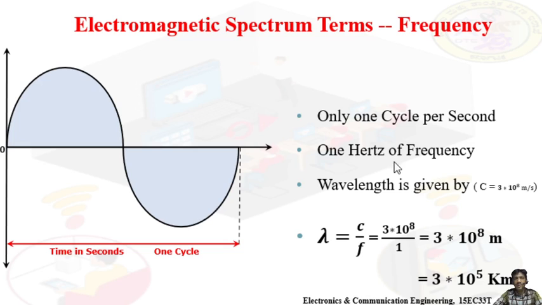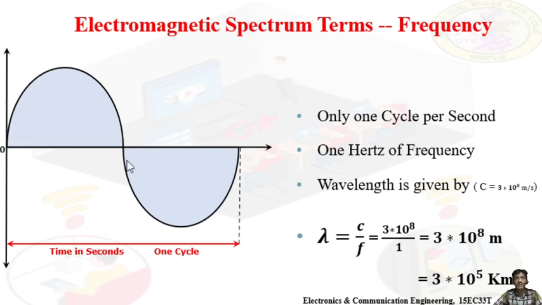If it is 1 hertz of frequency, what is the wavelength? Wavelength is given by lambda equals c over f. This equals 3 times 10 to the power of 8 divided by 1 hertz of frequency. Finally, it becomes 3 times 10 to the power of 5 kilometers. For 1 hertz of frequency, the wavelength will be 3 times 10 to the power of 5 kilometers.